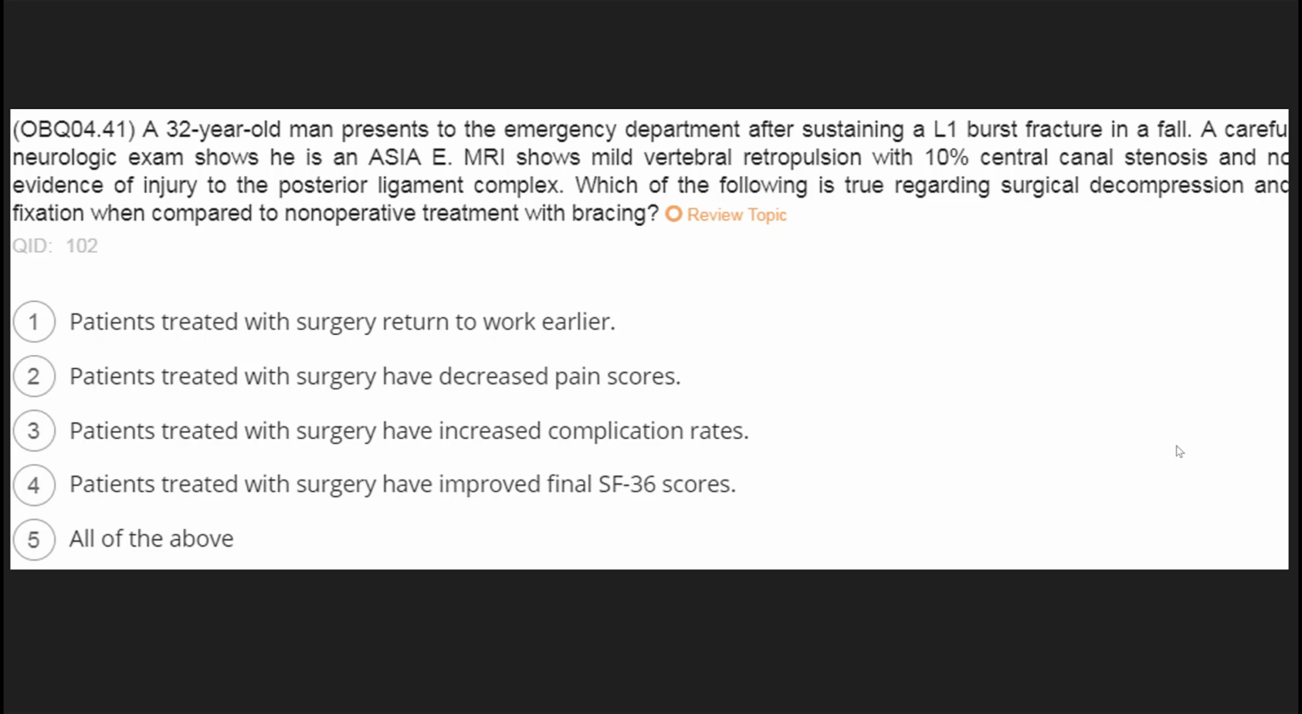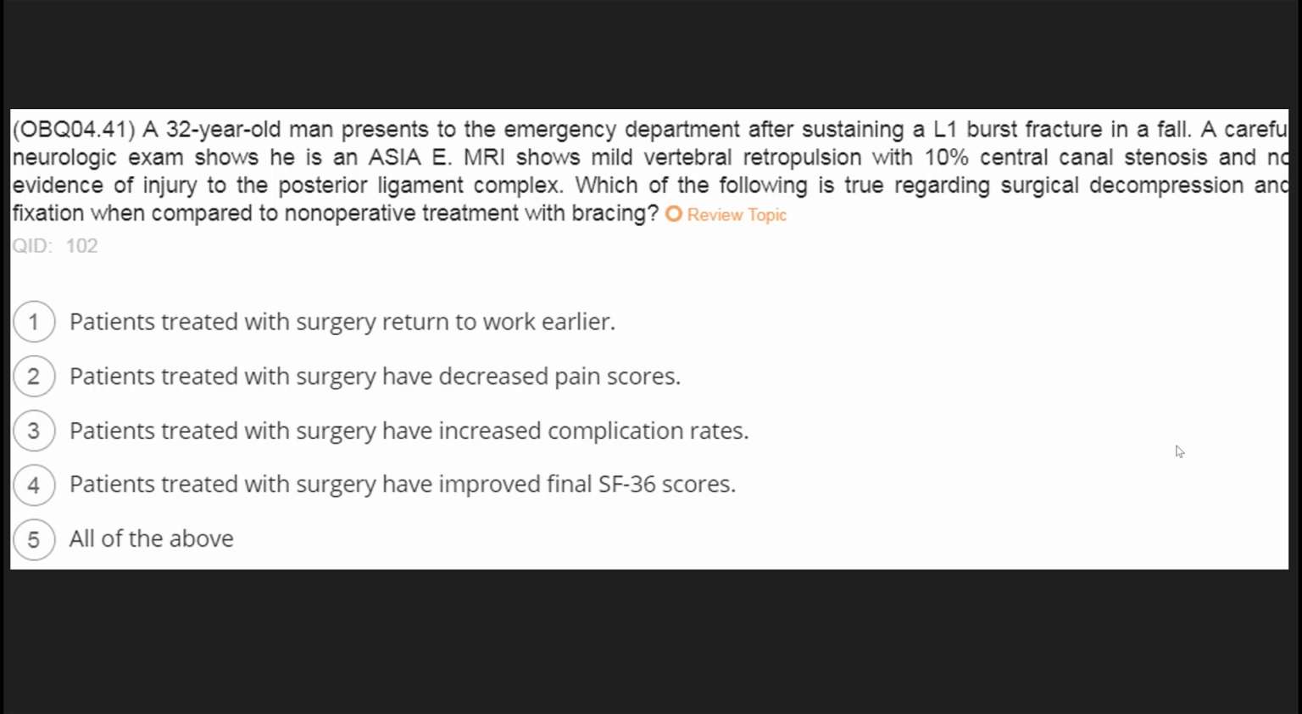So this case is just barely a burst, right? Just minimal central stenosis, nothing posteriorly, nothing neurological. So it's the least burst you can get. Think about all these things: do you do surgery, and if you do, are they going to return to work earlier? Are they going to have any decreased pain scores? Any increased complications? How are they going to do on the SF-36? Basically, if I'm going to do surgery on this patient, what's going to happen? Is it really going to help them?